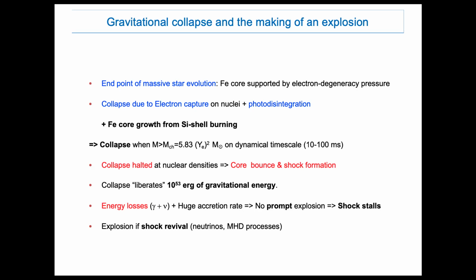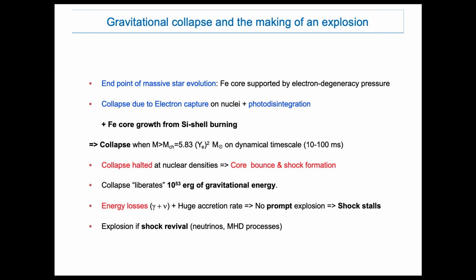But it will collapse because of electron capture on nuclei, because of photodisintegration, and also because at the top of the iron core you have a silicon burning shell that keeps adding material to the iron core. So eventually the iron core becomes too massive. It overcomes the Chandrasekhar mass and it collapses on the dynamical time scale. So this is pretty short, 10 to 100 milliseconds. And it will collapse all the way to nuclear densities.